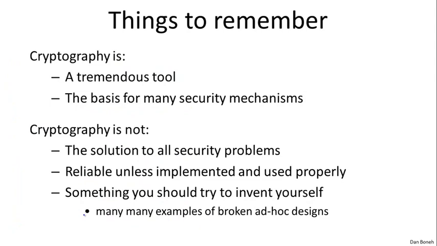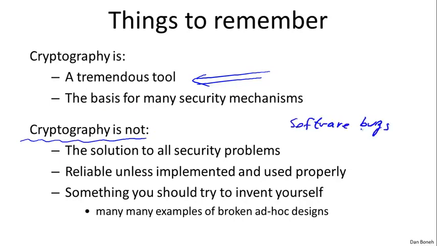Okay, the last point I want to make is that there are a couple of important things to remember about cryptography. First of all, cryptography, of course, is a fantastic tool for protecting information in computer systems. However, it's also very important that cryptography has its limitations. First of all, cryptography is really not the solution to all security problems. For example, if you have software bugs, then very often cryptography is not going to be able to help you.